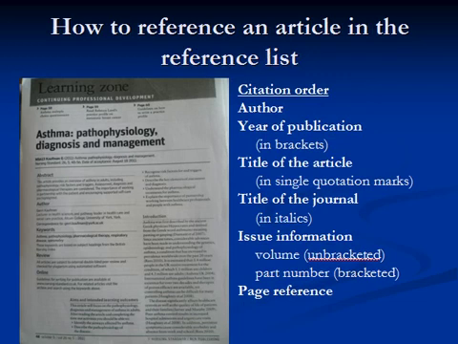If I want to reference an article in the reference list, again I must look at the citation order. The author, their surname and their first initial, the year of publication, and that's placed in brackets, the title of the article, and that is placed in single quotation marks, the title of the journal, put in italics, the issue information, which includes the volume number, and the part number, which is bracketed. The page reference number is also noted.